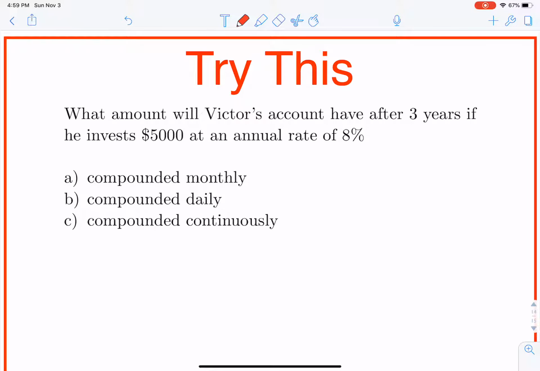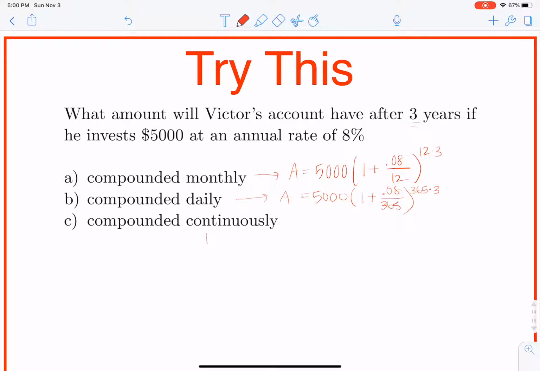What amount will Victor's account have after 3 years if he invests $5,000 at an annual rate of 8%? And let's just take a look here at, we'll set these up. So setting this up, I would have A is equal to 5,000 times 1 plus 0.08, and we are compounded monthly, so divided by 12, and for 3 years, so raised to the 12 times 3 power. Daily, I have A is equal to 5,000 times 1 plus 0.08 divided by 365. We're doing that 365 times for 3 years.